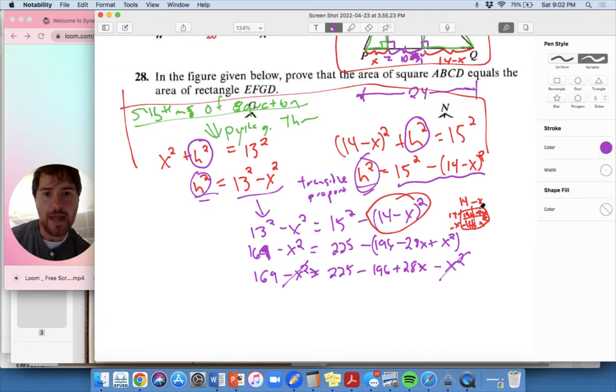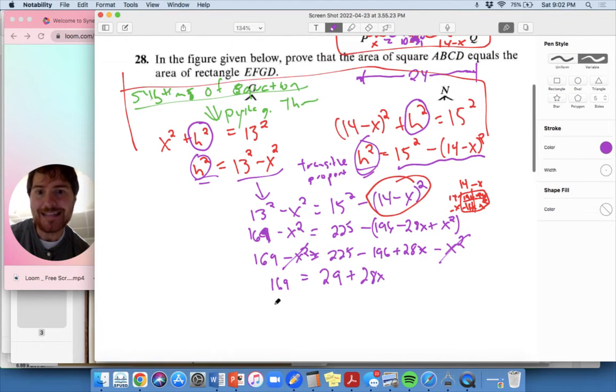Now I have 225 minus 196. Maybe I clean that up a little bit. So I have 169, my x squared is canceled out. 225 minus 196 is going to be what? 25 plus 4 is 29. And this is plus 28x. I still have 28x. Subtract 29 from both sides. I get 140. Is this right? I don't know, I hope it's right. 140 equals 28x. Now I'm going to divide.